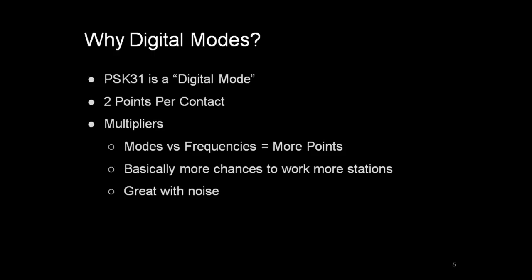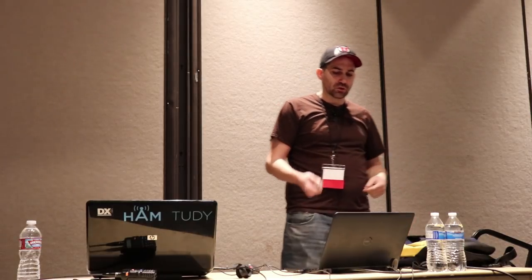So if you work one station, say you work, who knows, Carl WE7OMG. Let's say he's working Field Day, right? I work them on 10 meters, I work them on 20 meters, and I work them on 40 meters. Well, all using PSK31, I've got 2 points for each one of those, now I've got 6 points, right? So you've got all sorts of different multipliers with it. It gives you a lot of points.